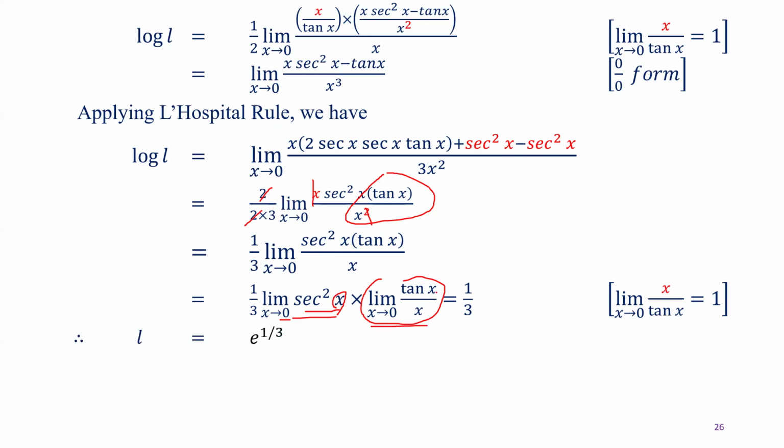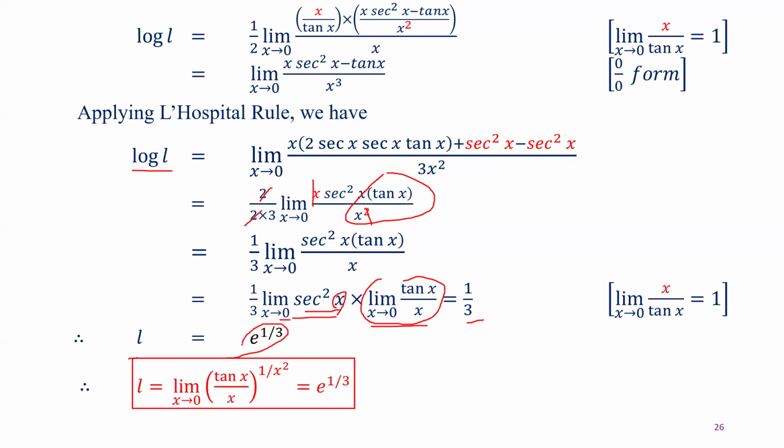Hence the value of log L is 1/3. If we take antilog on both the sides, L is equal to e to the power 1/3. Therefore, the given limit has the value e to the power 1/3. This is the desired result of the given limit. Thank you.